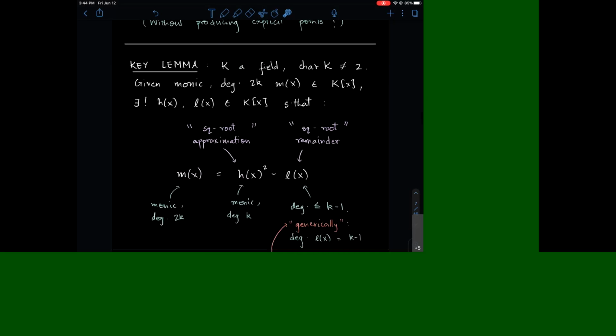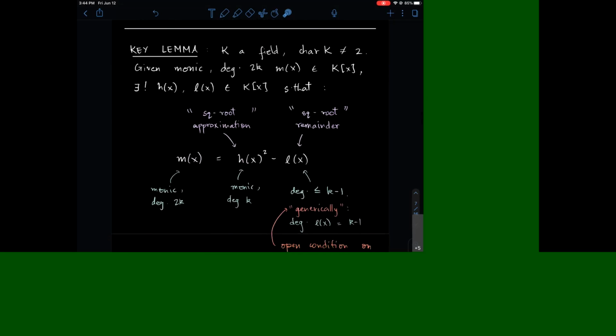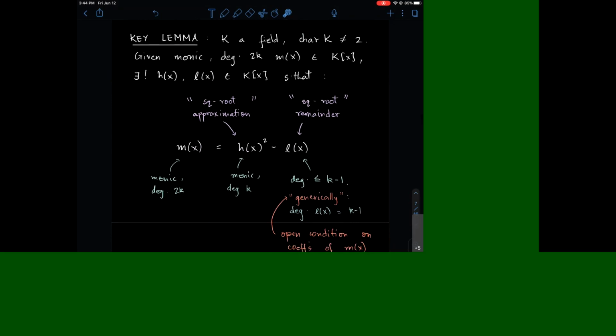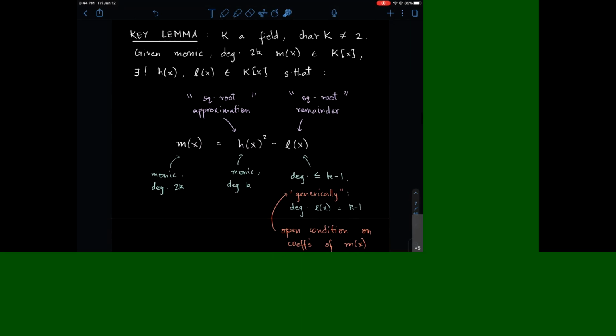And so now I want to lead into Mestre's construction, which is going to rely on the following key lemma. What this lemma says is that if you're over a field of characteristic different from 2, and you start with a monic degree 2k polynomial, where k is just some positive integer, then you can uniquely express this as the square of a monic degree k polynomial minus some polynomial of degree at most k minus 1.